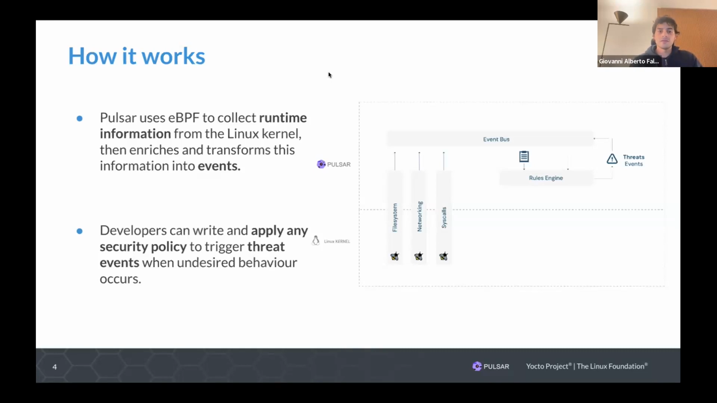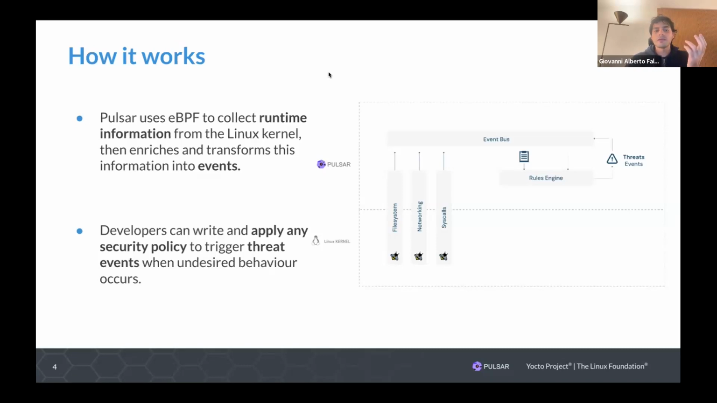Then, once we have the raw low-level information, Pulsar packages this information into what are called events, which are essentially a high-level abstraction of that raw information. And events are a fundamental concept in Pulsar because they are essentially the interface between the developers that are using Pulsar and the kernel data. So as we will see later on, events are really the building block which we use to write security policies and thus generate threats on the device when some potentially malicious activity happens.